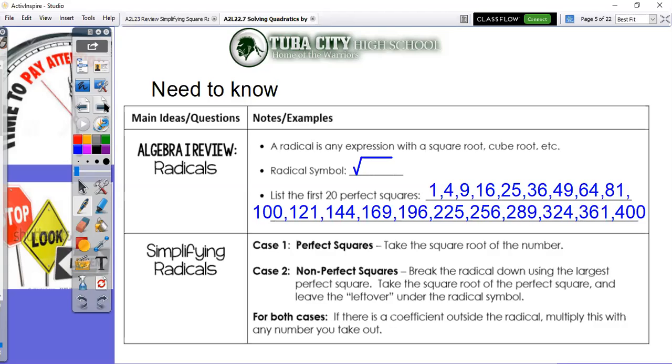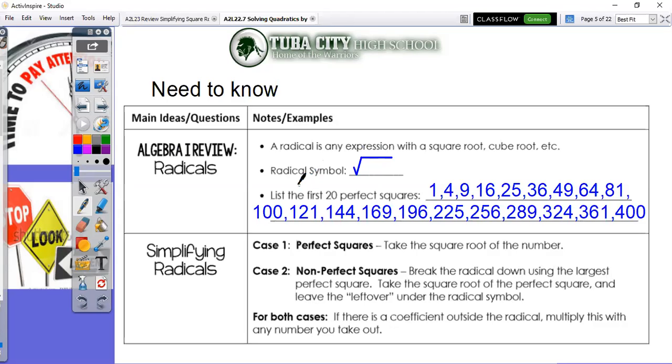If you think of multiplication as being an exponent, then a radical is kind of like the division part of that. It's like division, but of powers. Anything that is underneath the radical symbol is called the radicand.